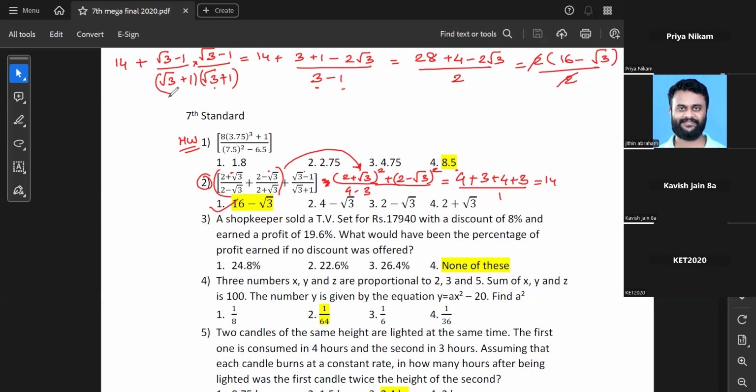This will become root 3 plus 1 the whole square. Now when you solve it, the root 3 won't be eliminated because a square is 3, b square is 1, plus 2ab. The formula is what? Plus 2ab. So 2 multiplied by a multiplied by b, there is again a root 3 term. So by putting plus 1, your root 3 is not going to get eliminated. Hence we won't be doing that.